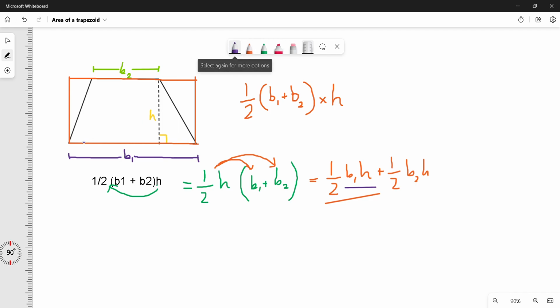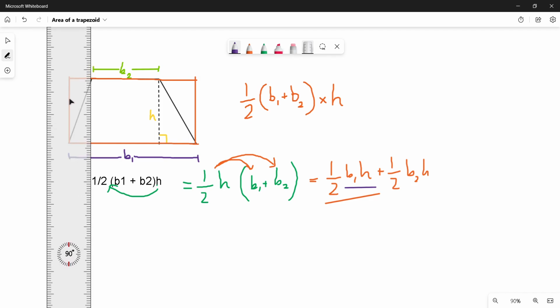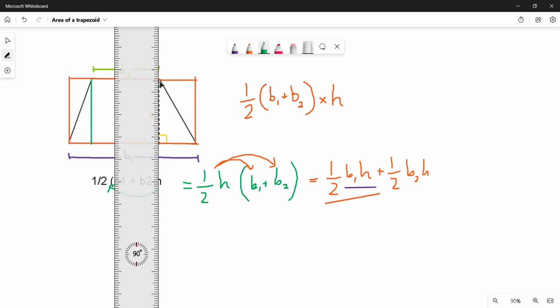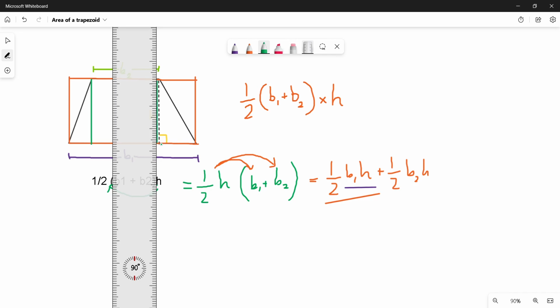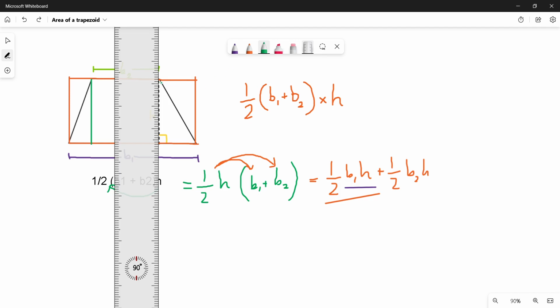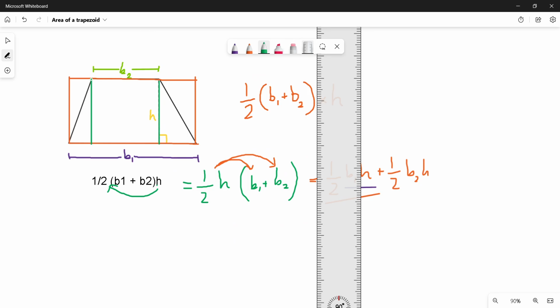Let one of the parts be a rectangle whose length is b2 and height is h. So this is the height of that rectangle, which is h. On this side too. Let me do that here. And this is that rectangle whose base is b2 and the height or the breadth is h. And let the remaining two parts, which is this part and this part, be the other two parts.